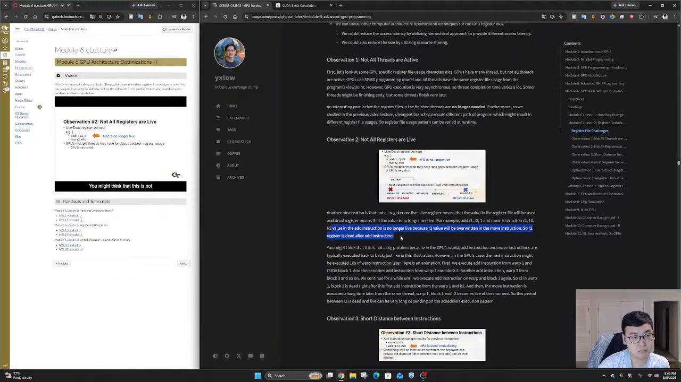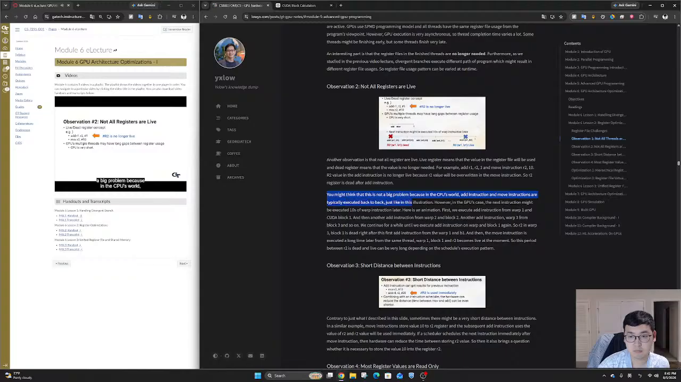You might think that this is not a big problem because in the CPU's world, add and move instructions are typically executed back to back, just like in this illustration. However, in the GPU's case, the next instruction might be executed tens of warp instructions later.